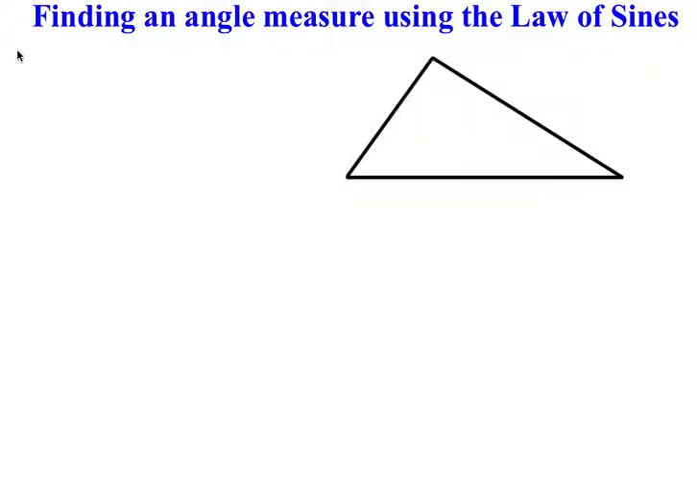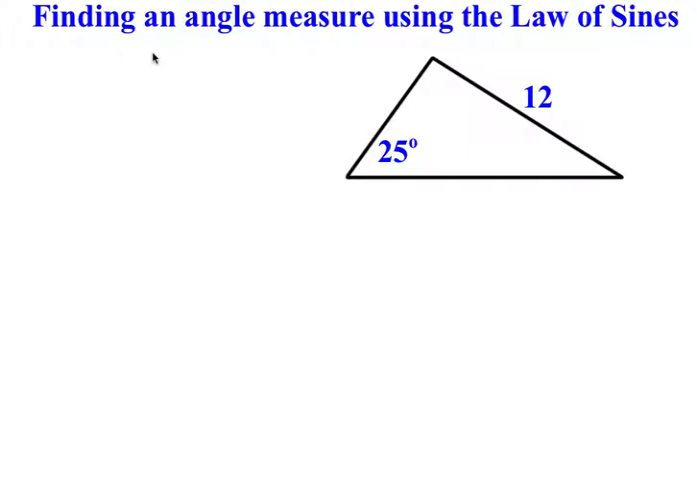What we're going to do now is find an angle measure using the law of sines. Now to do this, we'd need a couple different pieces of information. So let's say we need to know at least one angle. So let's say we knew that this angle was 25 degrees. Then we need to know at least the side length opposite it, because law of sines works with angles and opposite sides. So let's say we knew that was 12.